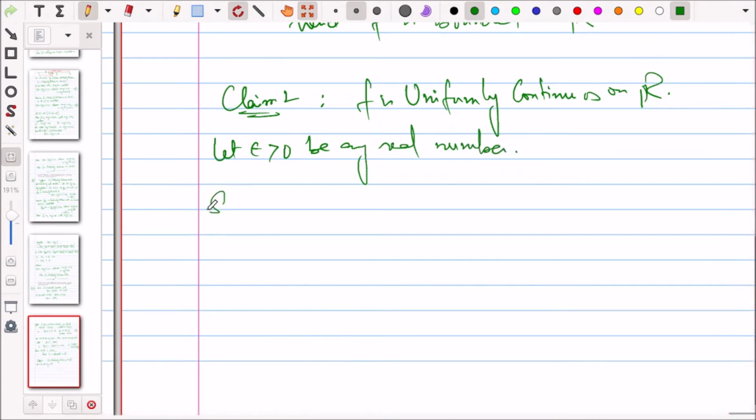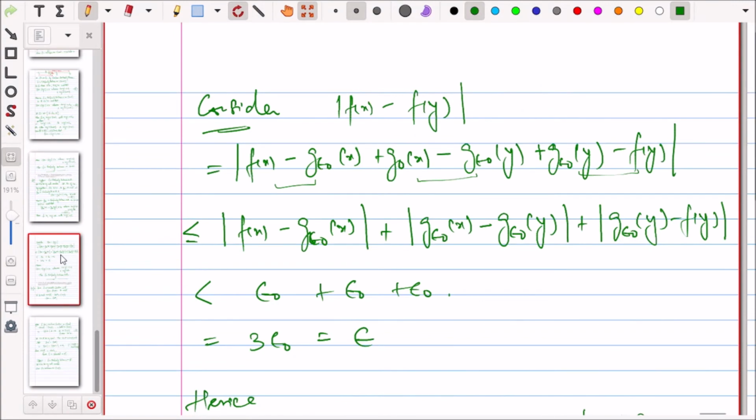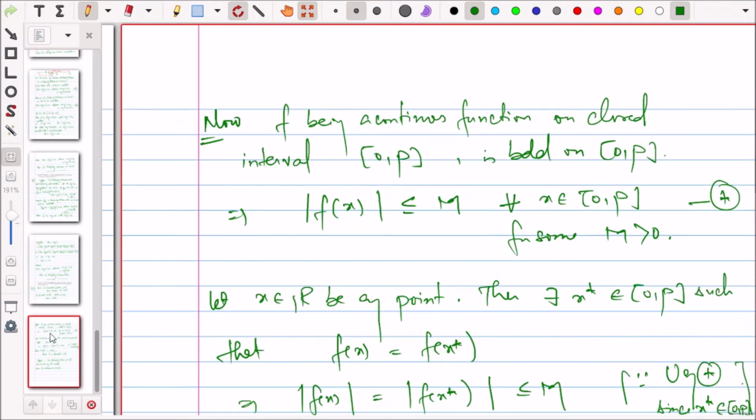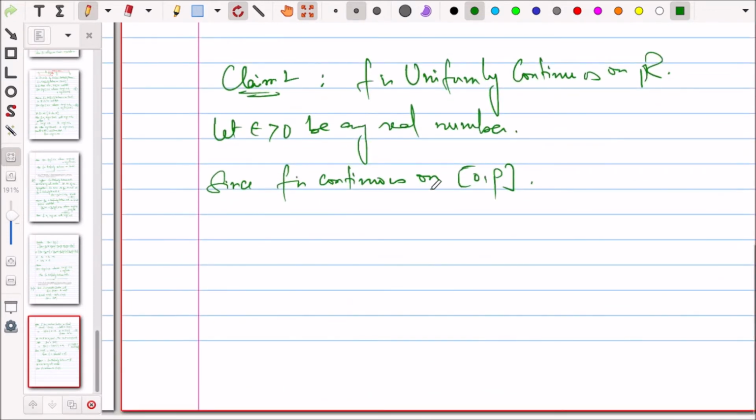Now since f is continuous on [0, p], because we are given that the function f is a continuous periodic function. We are given that the function is a continuous periodic function. So f is continuous on the interval [0, p].